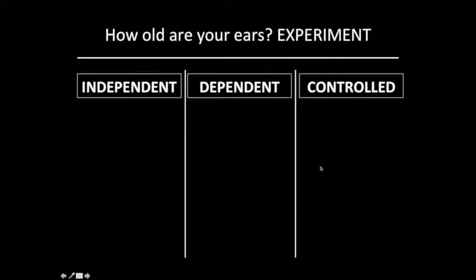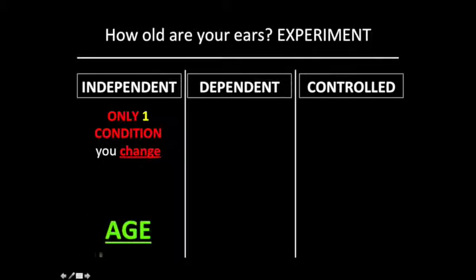Okay, so let's look at our how old are your ears experiment. Okay, so what was the independent variable in this experiment? Let's check the meaning of independent variable again. It's the only one condition you change, only one. And what did we change? We changed the age of the person taking the test.